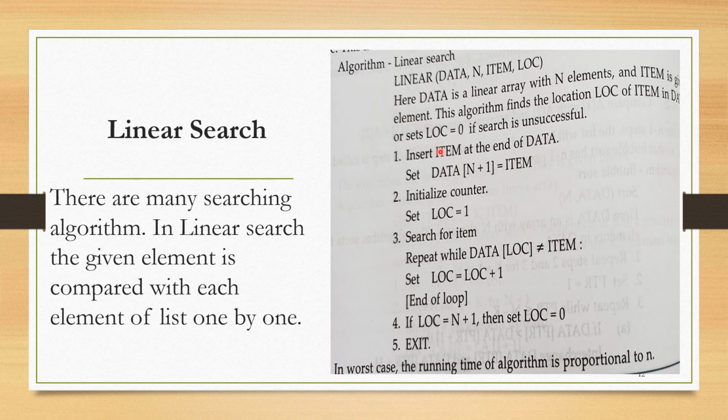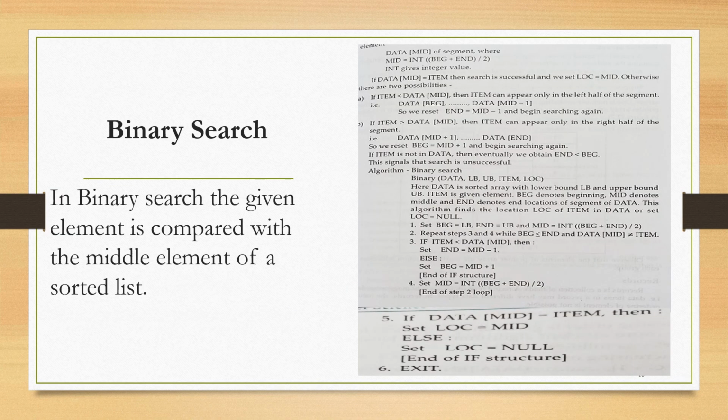So this is the algorithm for linear search, where items are compared one by one with the given item. Okay. Now this is the binary search.